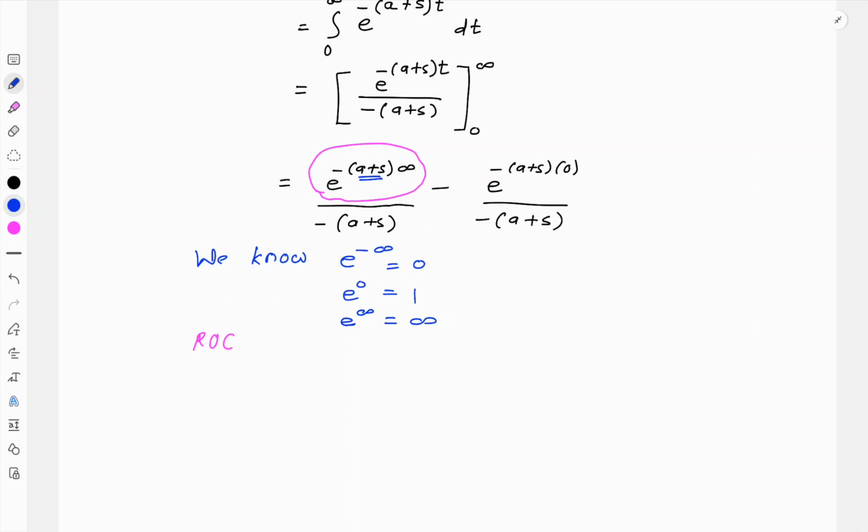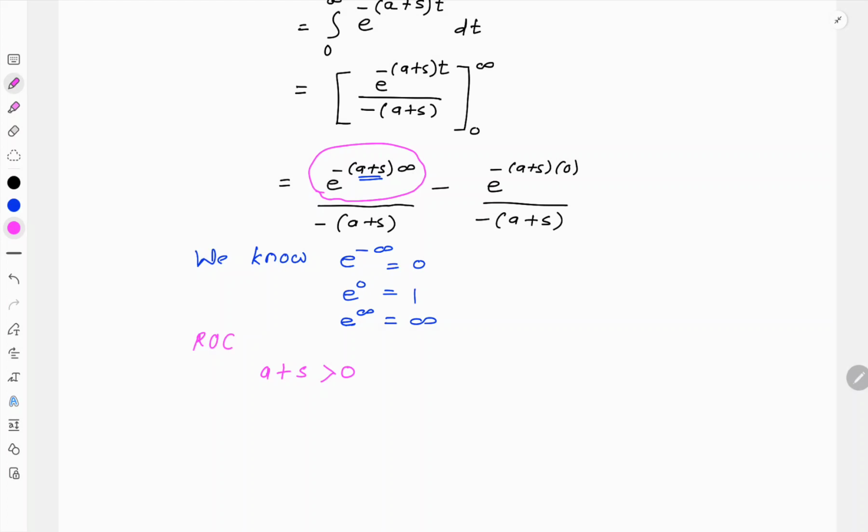So here, to find out RoC, we need to take this condition into consideration. To get e raised to minus infinity as 0, we must have a plus s greater than 0. Then and only then can we get the finite answer.